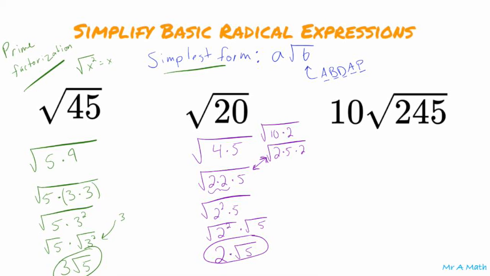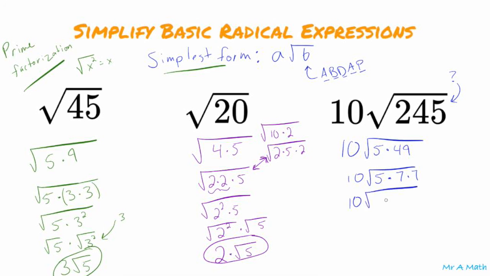And here we have one more example. I have 10 times the square root of 245. So I'm going to leave the 10 in front, but let's start breaking down this 245. You may need to grab a calculator here and start dividing it by some numbers, but I happen to know that 245 divided by 5 is equal to 49. So that means 5 times 49 is equal to 245. You can check that yourself. And then 49 I can break down into prime numbers, which is 7 times 7, so 5 times 7 times 7. And don't forget the 10 in front.